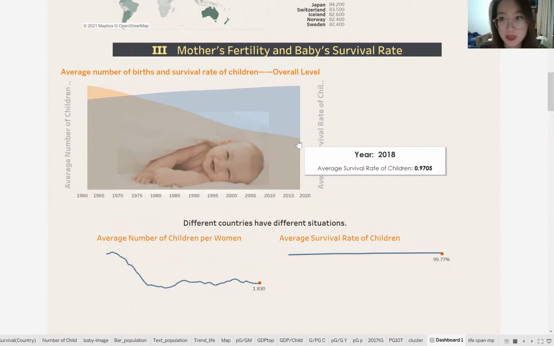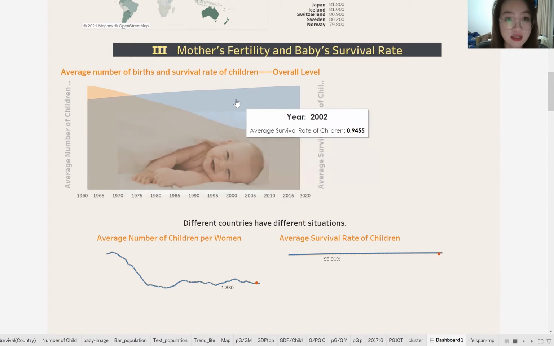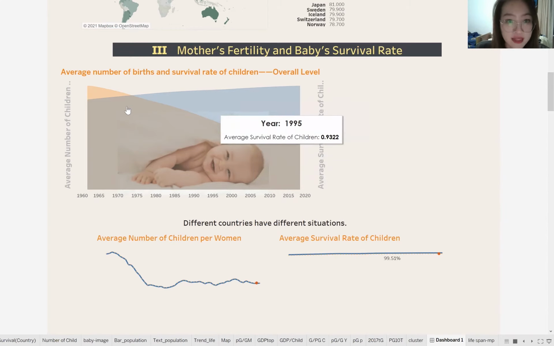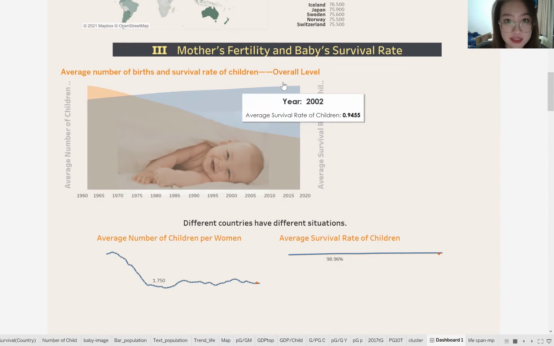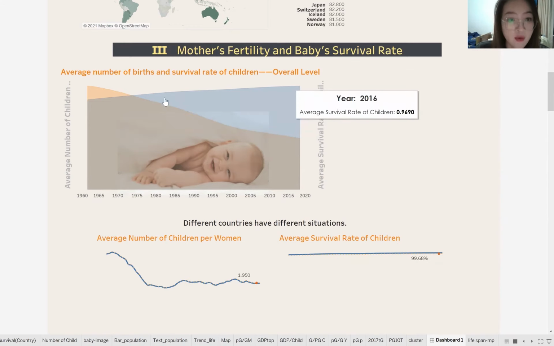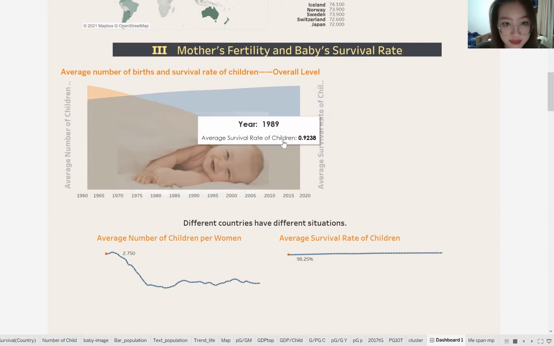The third problem we analyze is the average number of children born by mothers and the survival rate of children. First of all, in this chart, we can see that on the overall level, the survival rate of children all over the world is constantly increasing, while the average number of children born by mothers is decreasing.